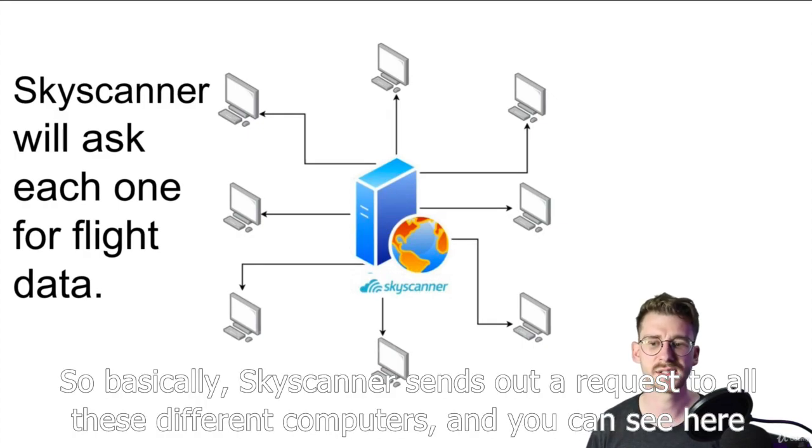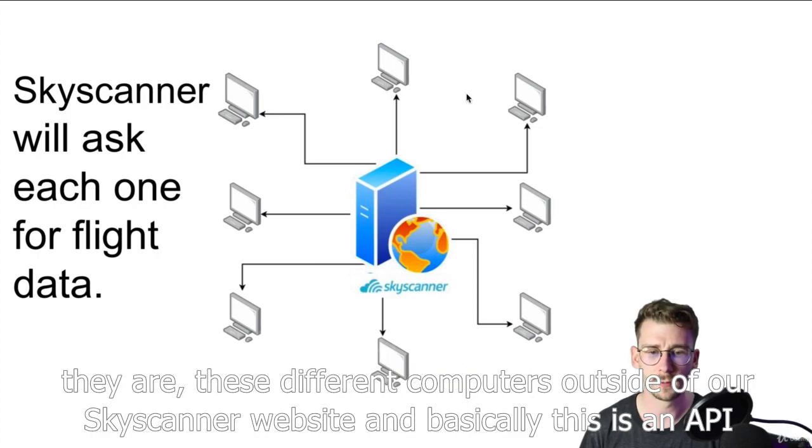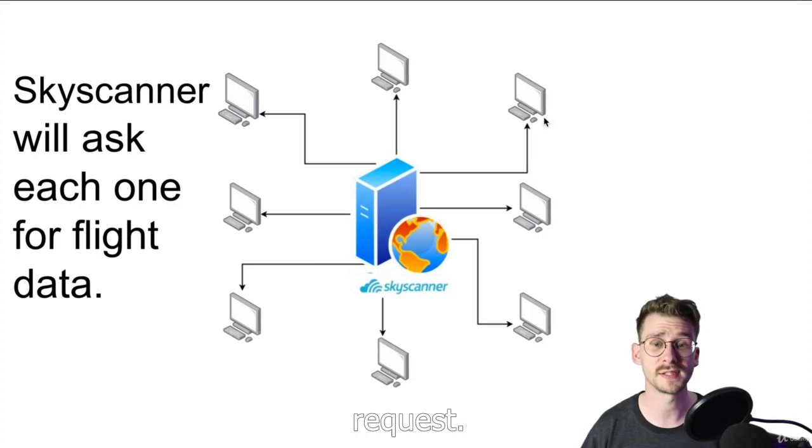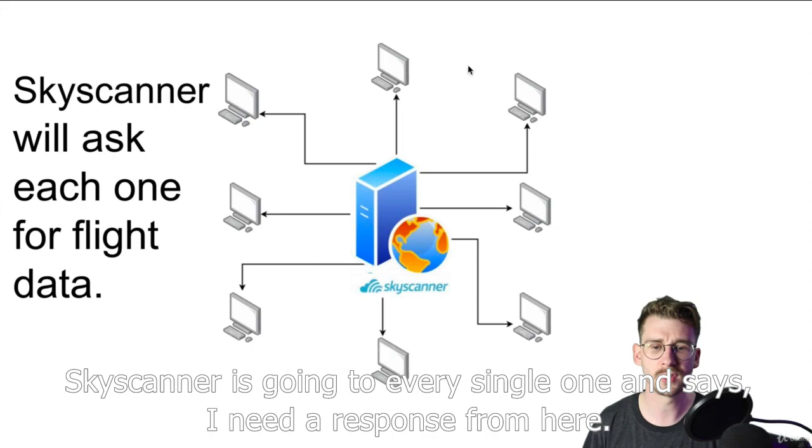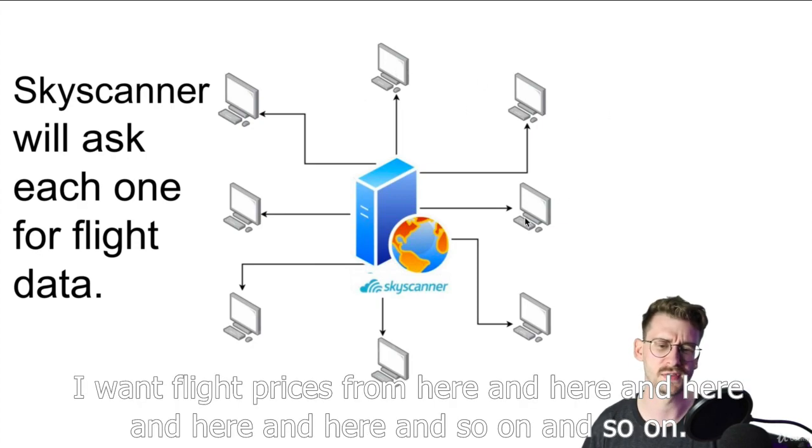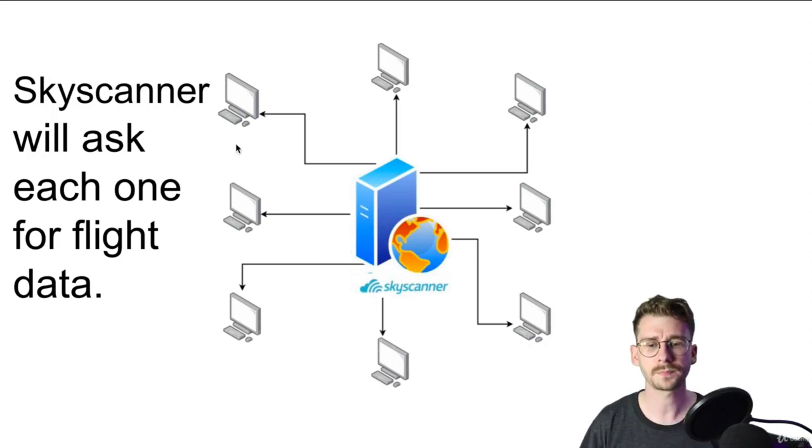So basically, Skyscanner sends out a request to all these different computers, and you can see here they are, these different computers outside of our Skyscanner website. And basically, this is an API request. Skyscanner is going to every single one. It says, I need a response from here, I want the data from here, I want flight prices from here, and here, and here, and here, and here, and so on, and so on.